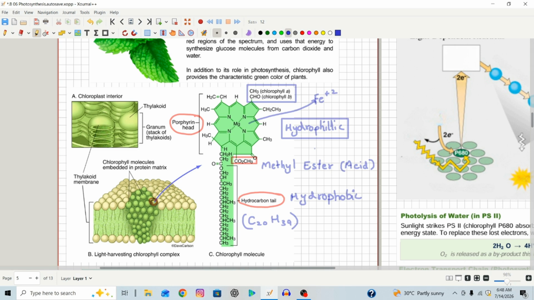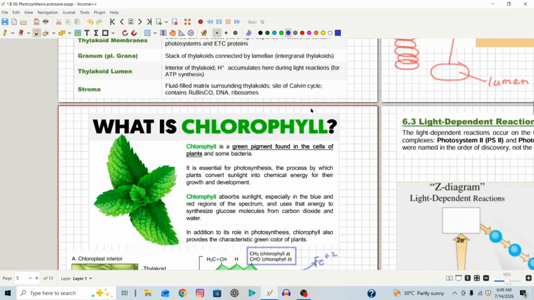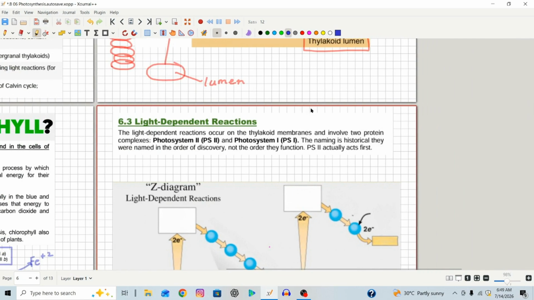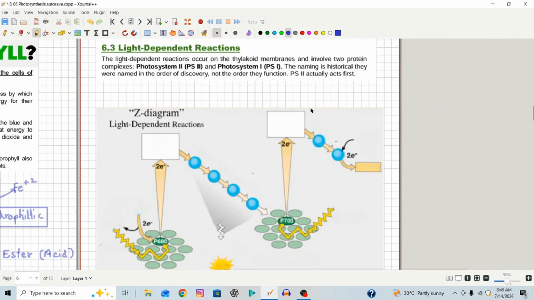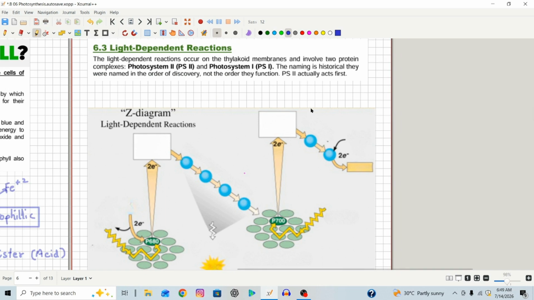So the tail is embedded inside and the head is outside the thylakoid membrane, and the head is the portion where light is actually absorbed. So now you understand how a chlorophyll looks like, where it is present and how it is present. Now we will move on to our first topic, light dependent reaction. First of all, you have to understand where the light dependent reaction actually happens. It happens in the thylakoid membrane.